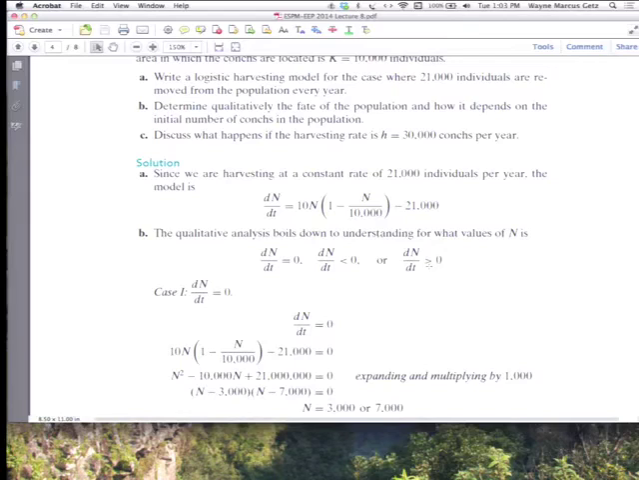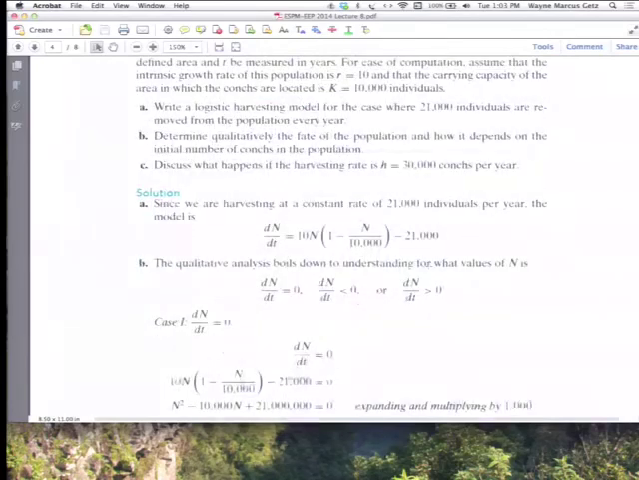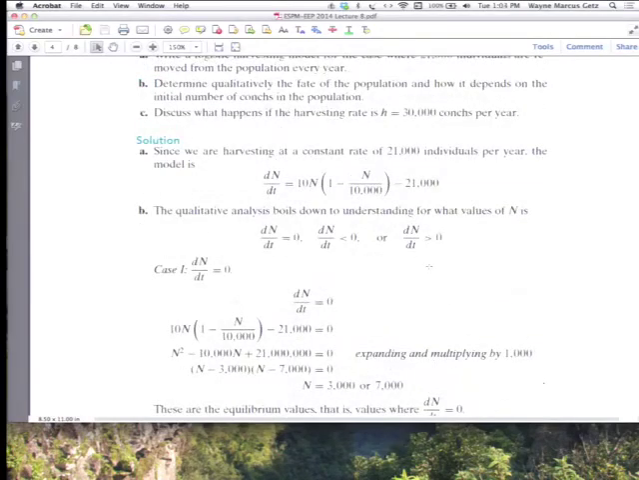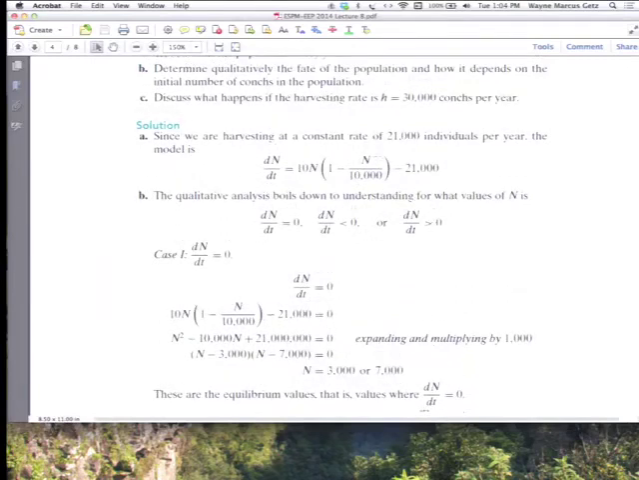And so if, for example, r is equal to 10, that means the population grows very rapidly, then you can ask, what happens if the carrying capacity is 10,000 and I'm removing 21,000 a year? Well, you can say, can I sustainably harvest the population if this is my model? So I've got a queen conch population. I somehow know that this is a model, 10 times n, 1 minus n upon 10,000. So it's in a particular area. It has a carrying capacity of 10,000.